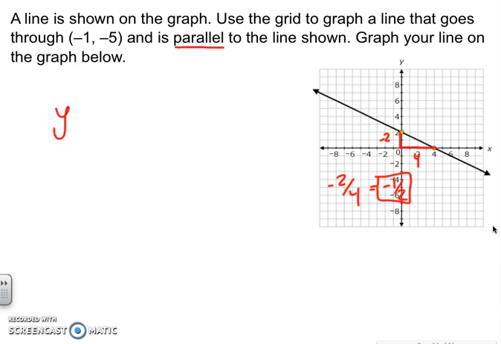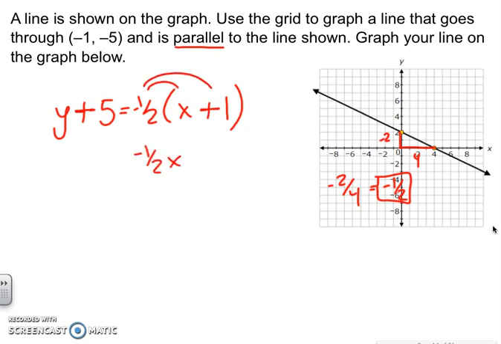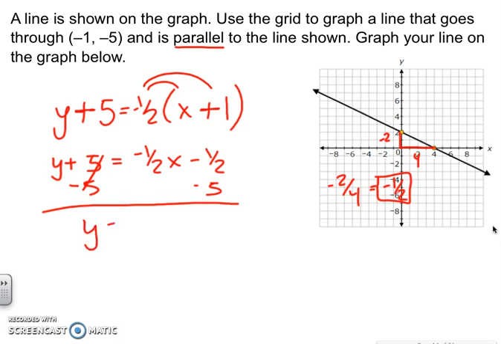So go ahead and plug it into point slope form. So y minus negative 5 equals my slope, x minus negative 1. Again, 2 negatives are going to give you a positive. So you would get negative 1/2 x minus 1/2 equals y plus 5. Subtract 5. So y is going to equal negative 1/2 x minus, we can go ahead and make that 5.5.